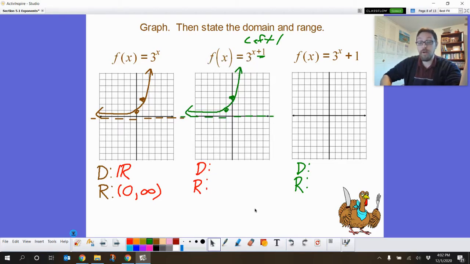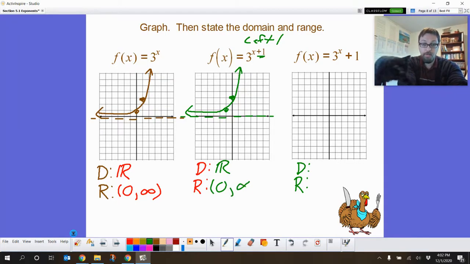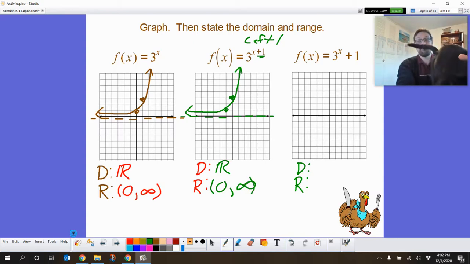Yeah, this new graph where everything has been moved to the left 1. Let's check what that does to our domain and range. Our domain is still all real numbers. I don't see any problem with the x-axis, with the x values. Our range is all of the y values. And still, it's like, okay, well, I still can't get past 0 because that's where my horizontal asymptote is. So I can approach 0, but not quite get there.